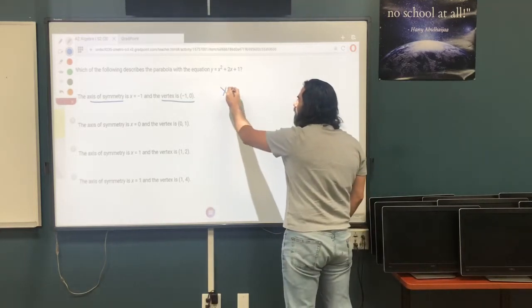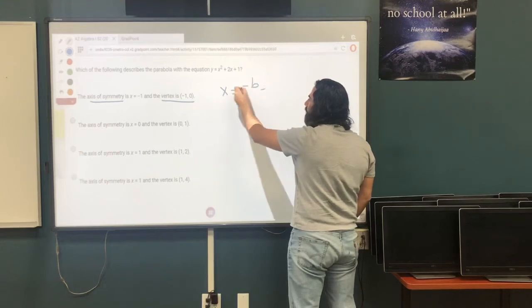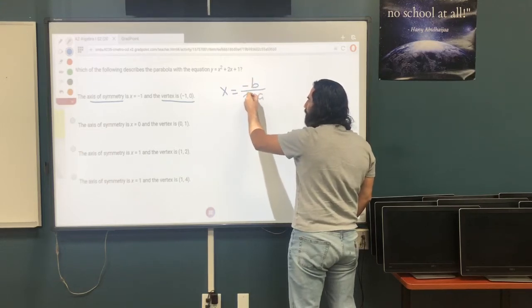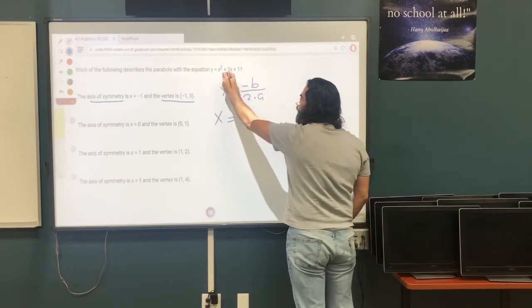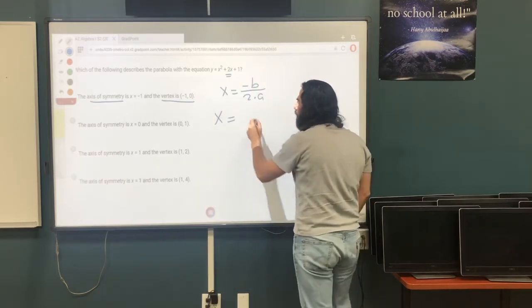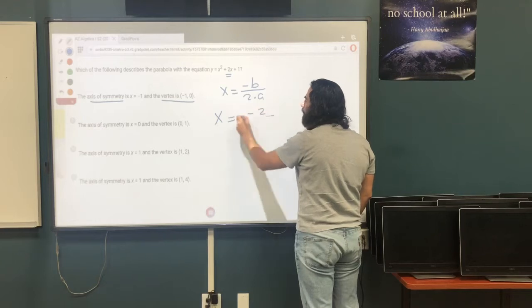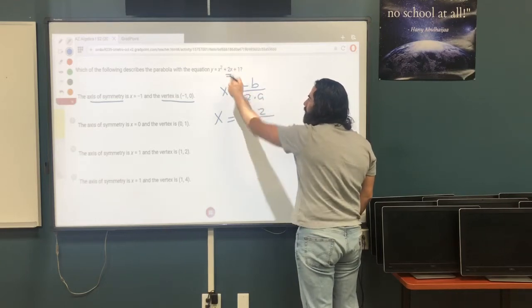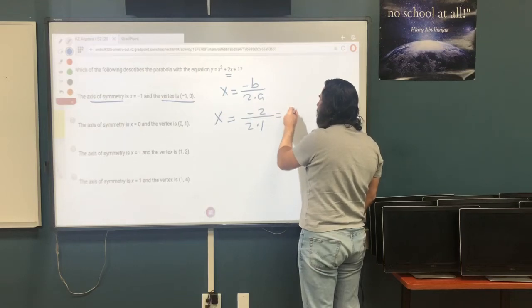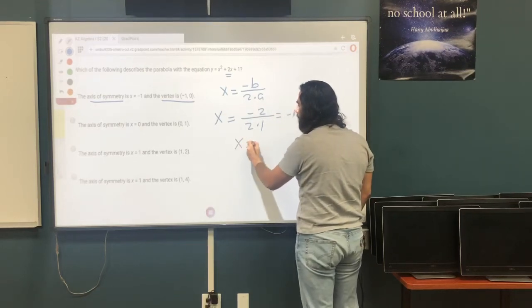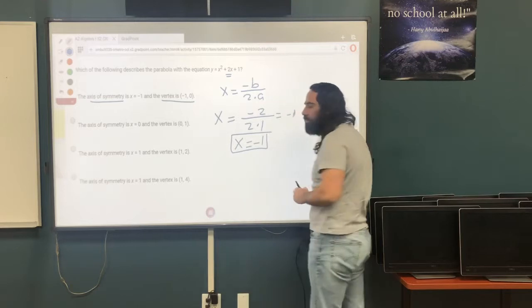X equals negative b divided by 2 times a, which means x equals negative b. The b is the coefficient of x, so it's going to be negative 2 divided by 2 times a, 2 times 1, so it's going to be negative 1. So the axis of symmetry is negative 1. X equals negative 1.